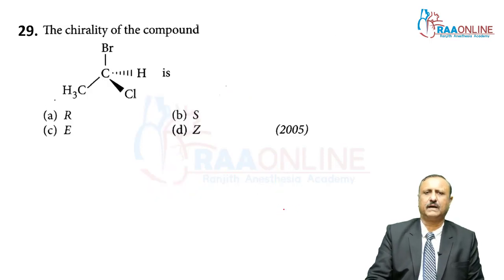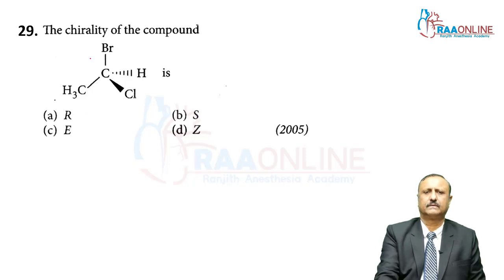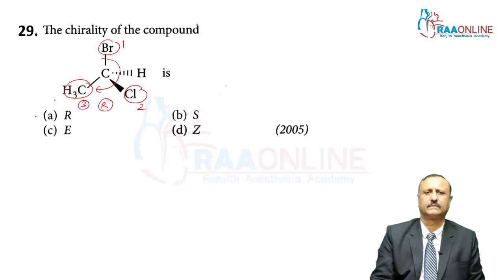Here, my dear students, the question is about the chirality of the compound, and it asks for the R or S configuration. Here this is number 1, and this is number 2 because chlorine is present, and here this is number 3. Now we go 1, 2, 3, so it is called R. So we can go to answer A.